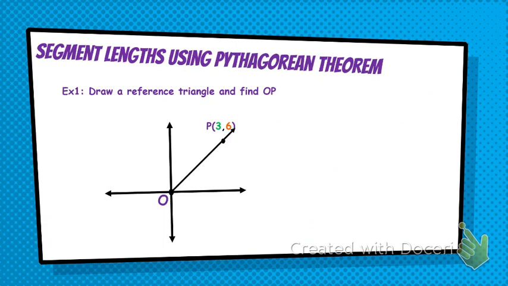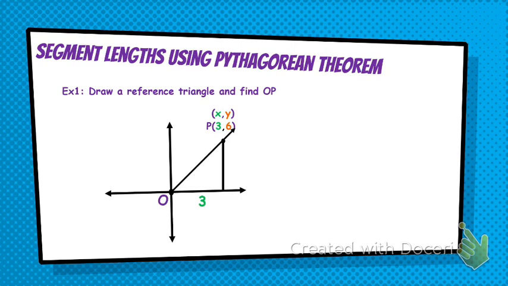Okay, let's look at some examples. Here we're asked to find OP. So what is OP? OP is going to be this line segment right here on that terminal side. So to do that, I'm going to draw a reference triangle. From that point 3, 6, I'm going to construct a triangle. Now I have a right triangle, and I'm going to find OP. So if this is the point x, y, I'm going to go ahead and label the sides of this triangle that represents.